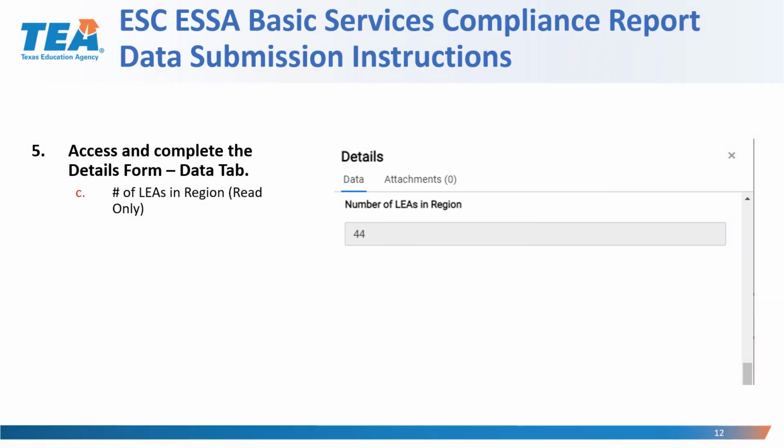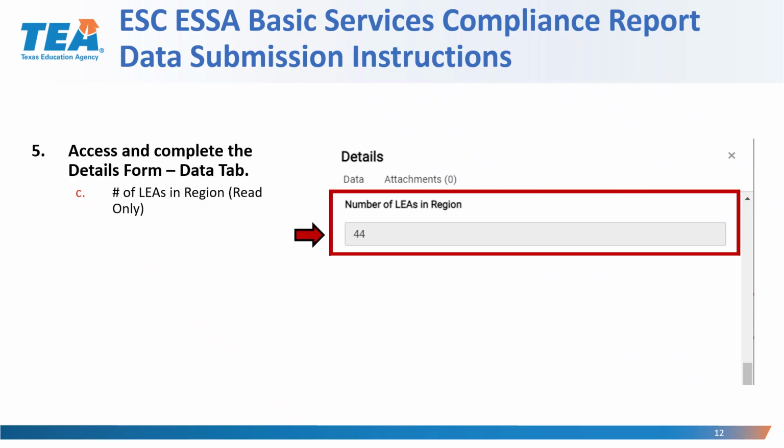If you continue to scroll down the form, you will find the number of school systems that are in your region. This number is generated based on the number of school systems that are on the TEA provided compliance report spreadsheet that you received in September. This field is a read-only field for ESCs.